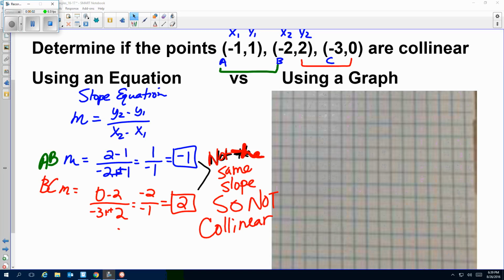Okay, so got it back working. Here's the next way to solve it. Here's maybe an easier way. Okay, so you can solve by using a graph.